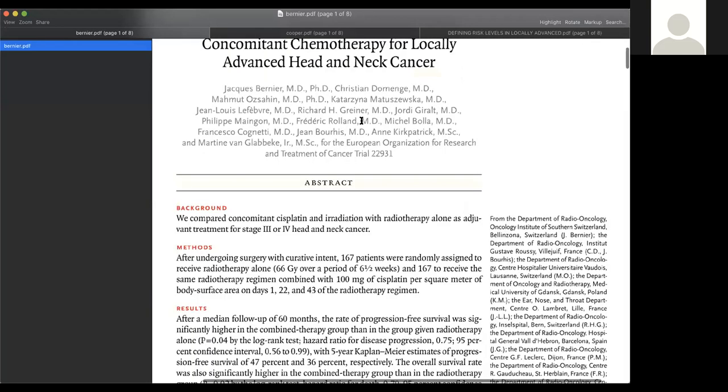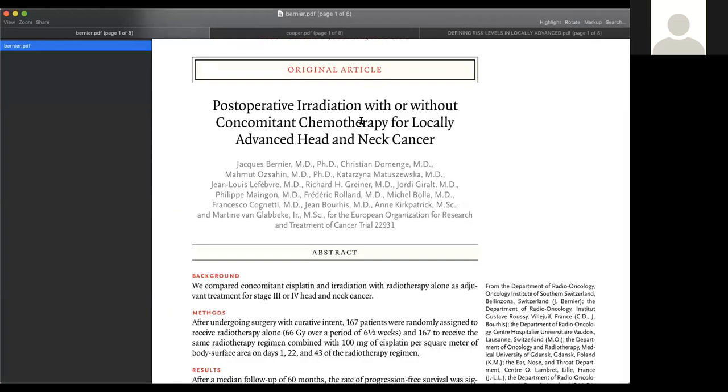Okay. So this is a very basic question that has plagued head and neck surgeons for a long time. And this is an article that was published in the 2000s, so it's a very old article. But this article has a lot of meaning for understanding and for reading, so that is why I'm sharing these articles with you. So my research question when I read this article was, does adding chemotherapy to post-op radiotherapy help locally advanced head and neck cancers? That was my research question.